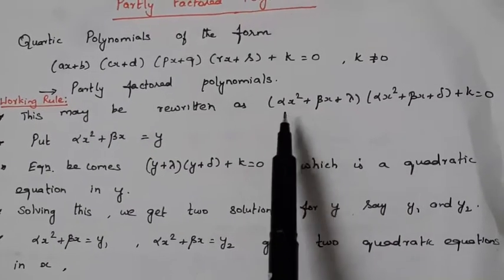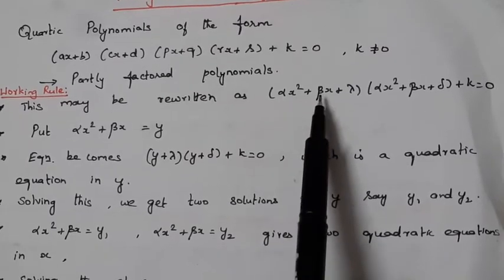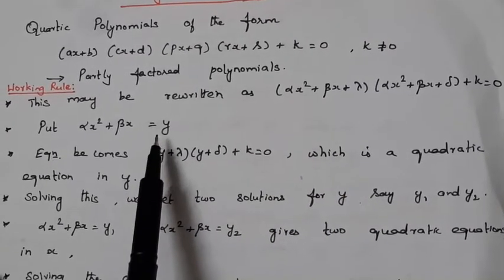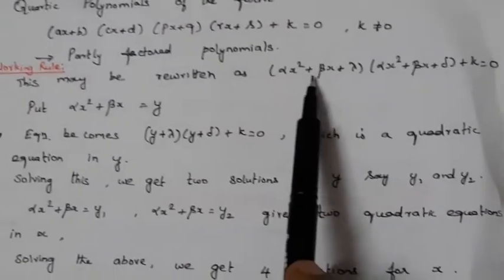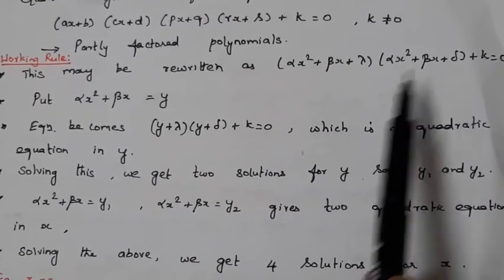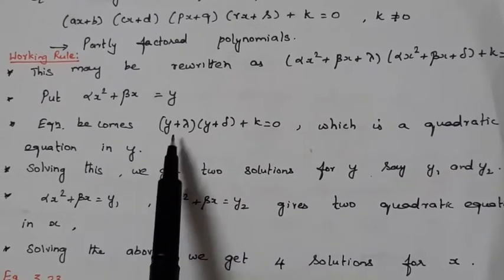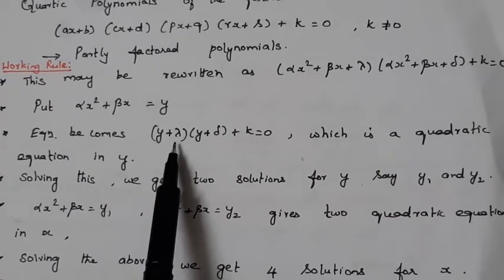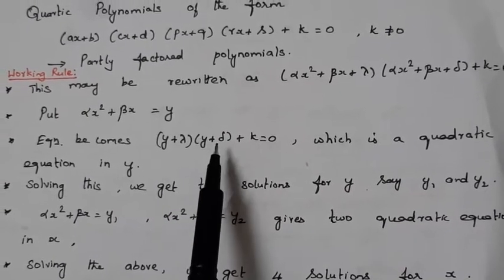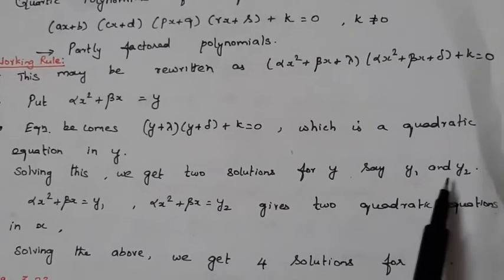Then after that, we have to take this alpha x squared plus beta x to be some y. Okay, then what would be the equation? The equation will reduce to (y plus lambda) into (y plus delta) plus k equal to 0, and this will be a quadratic equation in y. Then if you solve this, you will get two values for y. So let us say those are y1 and y2.